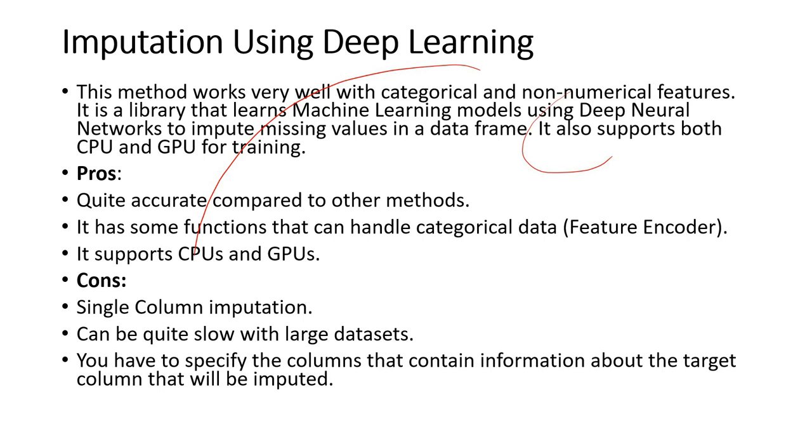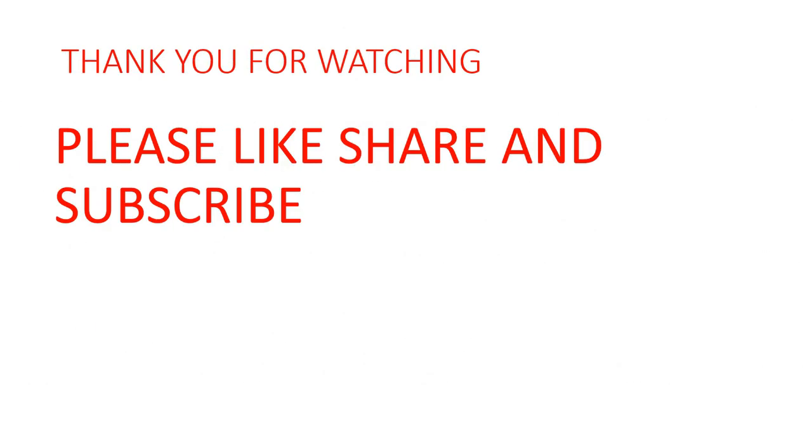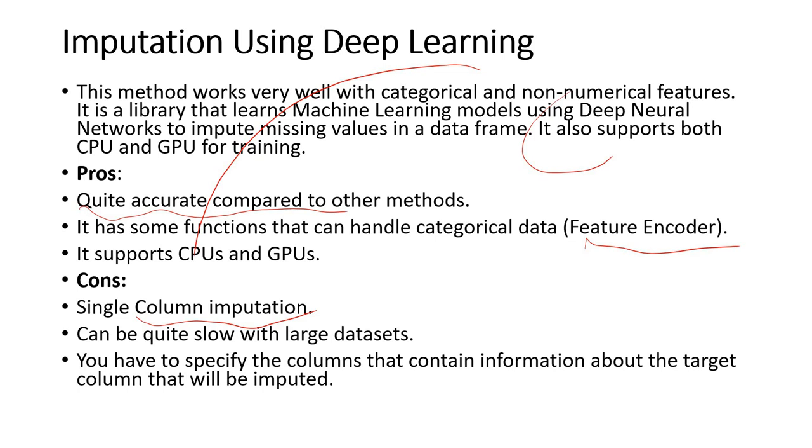Pros: deep learning is quite accurate compared to other methods. Neural networks are quite accurate. It has some functions that can handle categorical data, such as the feature encoder. It supports CPUs and GPUs. Cons: single column imputation can be quite slow with large data sets. You have to specify the columns that contain information about the target column that will be imputed. So that's about imputation using deep learning.